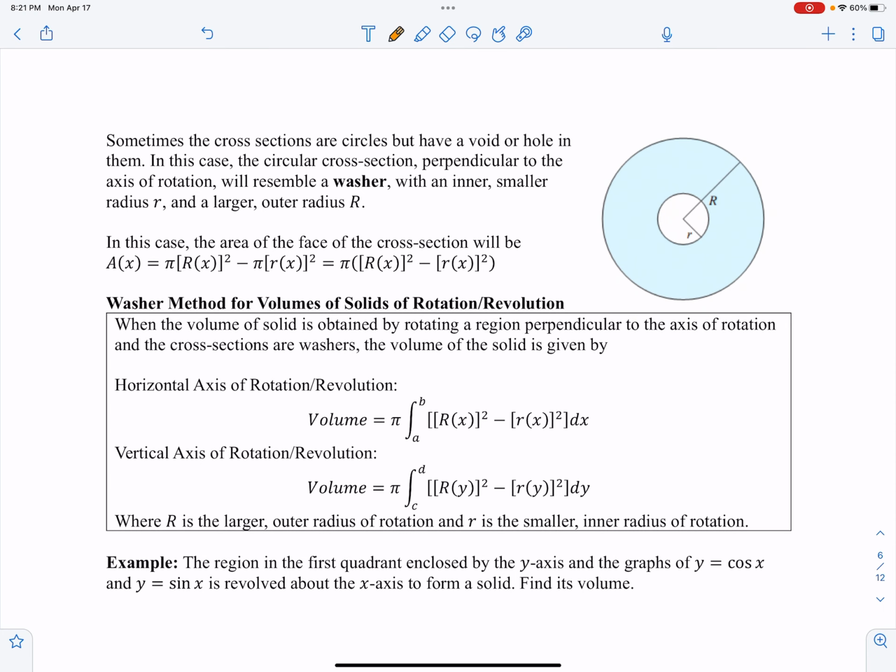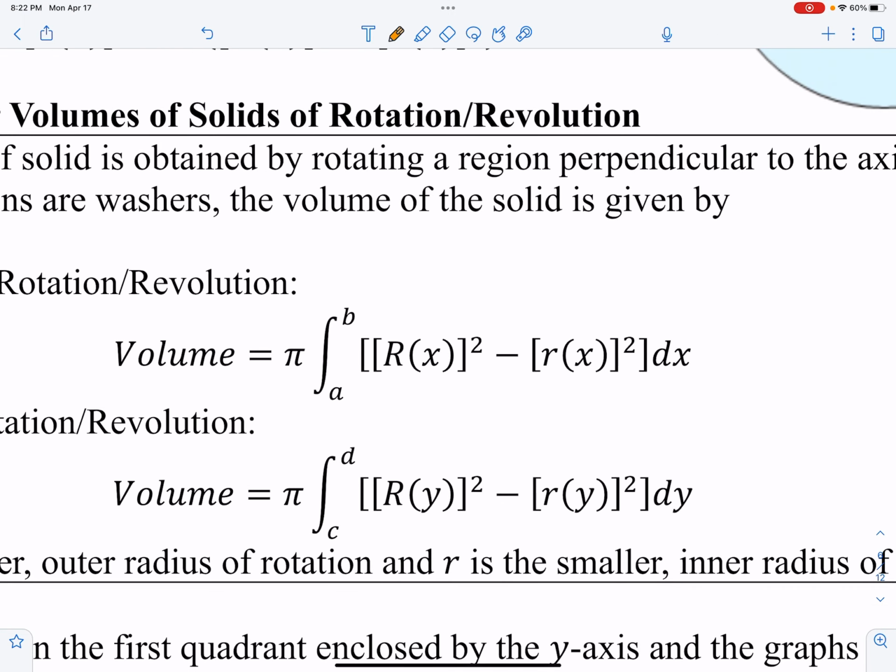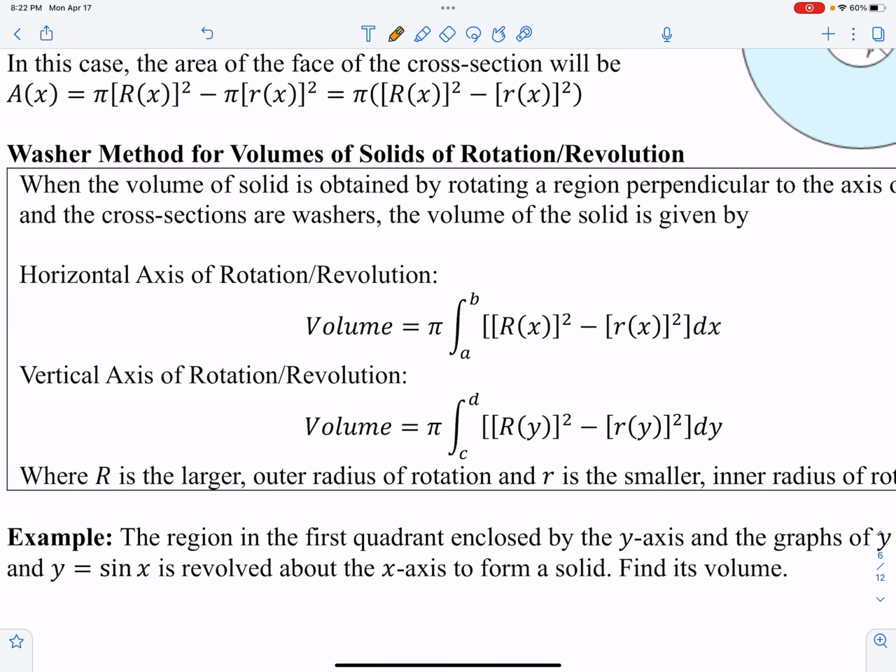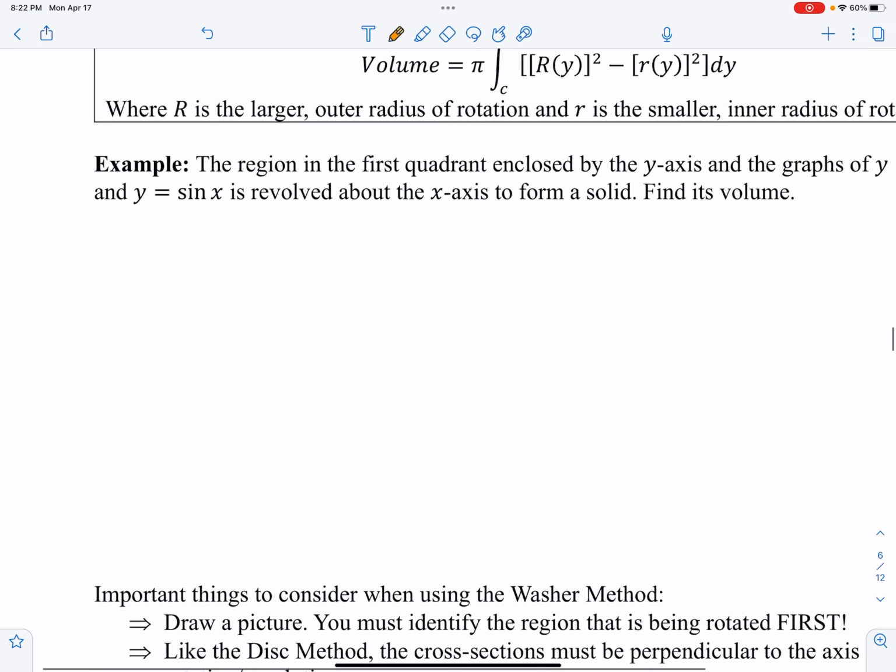Okay, so this just goes over what we just figured out. So washer method for calculating volume of a solid of revolution: horizontal axis of revolution, or rotation, whichever one you want to say, is with respect to x. Vertical axis of rotation is with respect to y. It's big R squared minus little r squared.